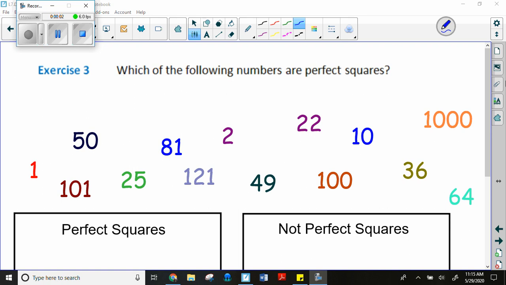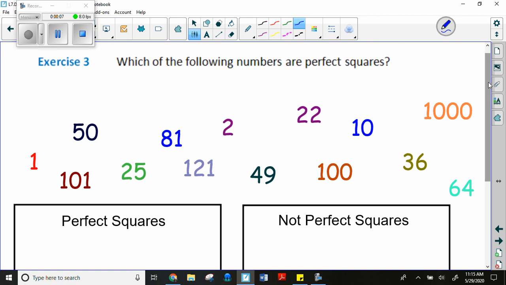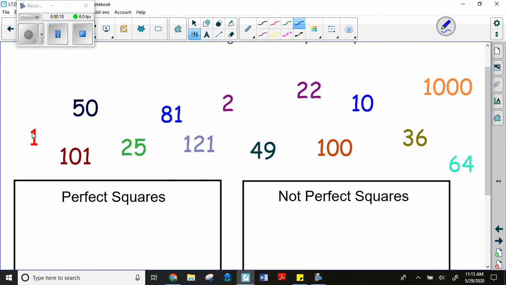So just have a look when we're going through this, and then you can fill in your perfect squares, not perfect squares afterwards. So a perfect square is a number that the same number multiplies itself to get that number. If I'm looking through this, 1 is an example of a perfect square because 1 is 1 times 1. Because you've got the exact same number multiplying itself, it's considered a perfect square.